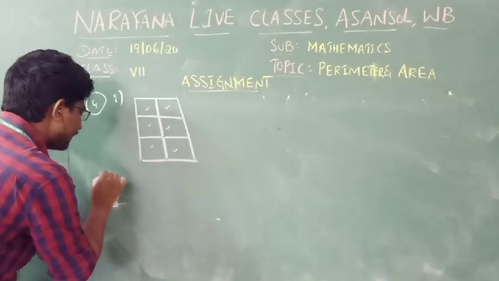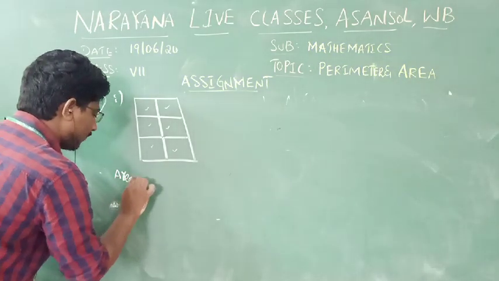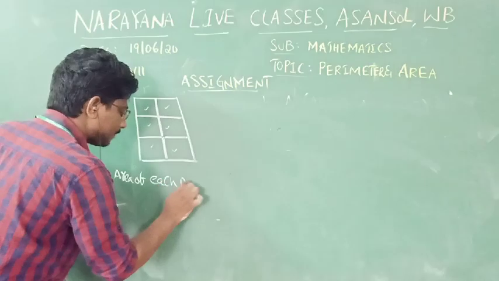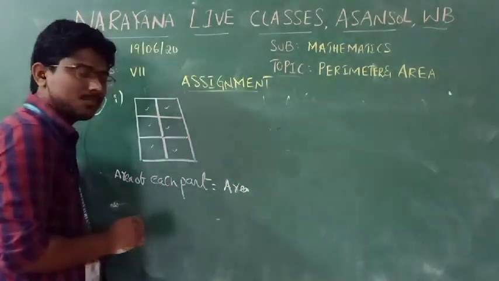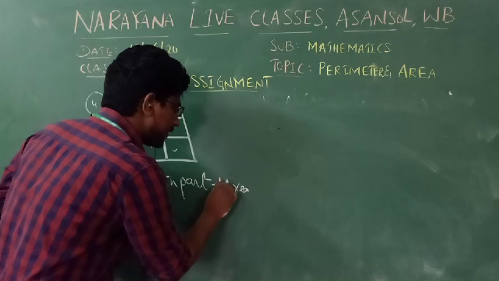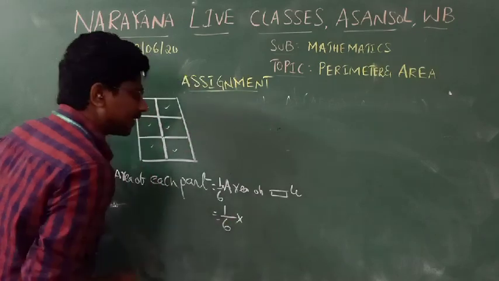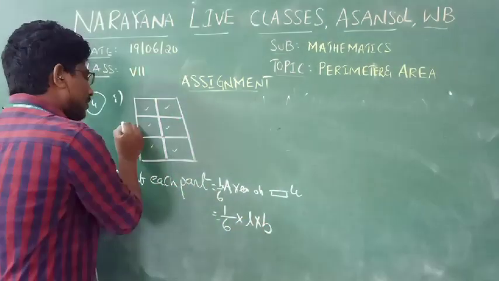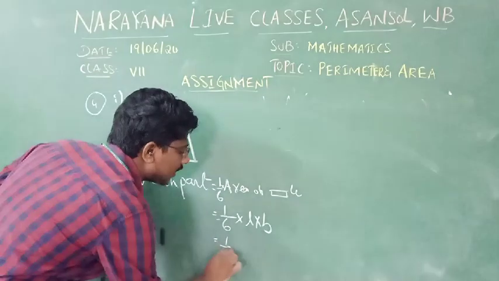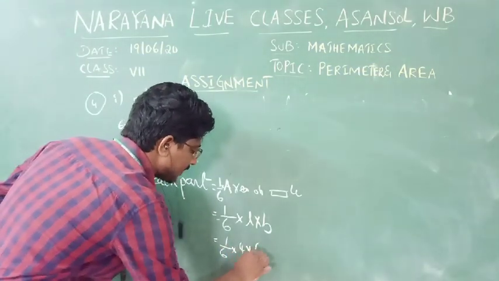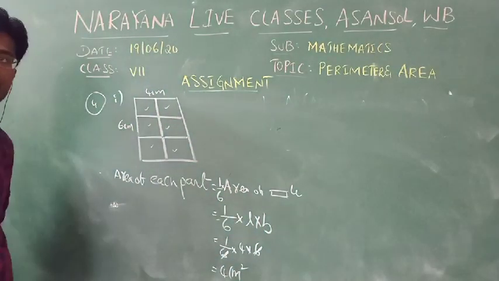Therefore, area of each part is 1 by 6 into area of rectangle. Area of rectangle is length into breadth. Length is 6 centimeter, breadth is 4 centimeter. That is 1 by 6 into 4 into 6. 6 cancels. That is 4 centimeter square, the area of each part.